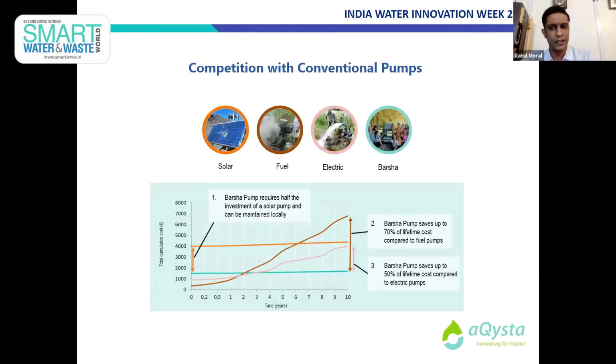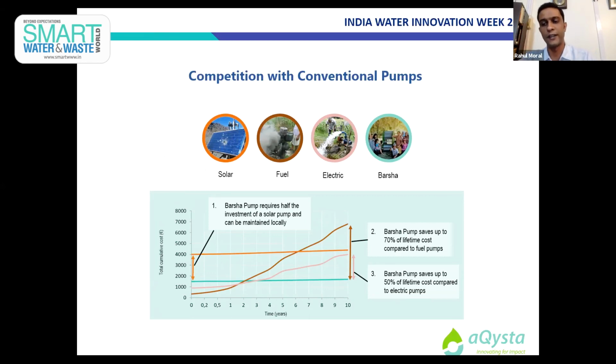Here are some cost comparisons with other conventional pumps. Total cumulative costs over the lifetime: the Barsha pump is by far lower than any of the competition. Of course, conventional pumps are widely used, but they are harmful for the environment and expensive to operate. And also with electric pumps and solar pumps, the cumulative costs over its lifetime for the Barsha pump are much less.